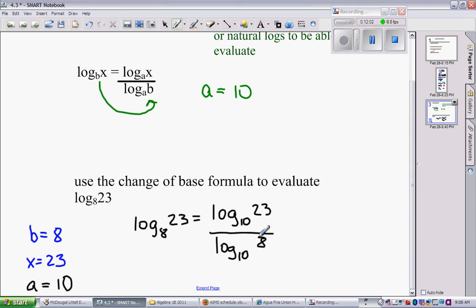So we can now plug this into the calculator. Remember, the calculators do log base 10 naturally, so you don't have to put the 10. So log of 23 goes 1.36. Log of 8 is 0.9. So that log of 23 divided by log of 8 goes to 1.5.